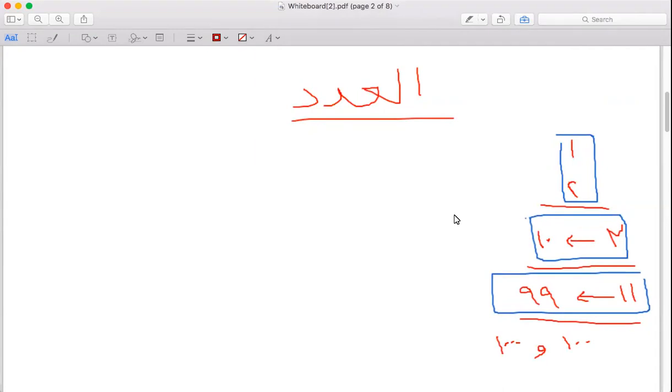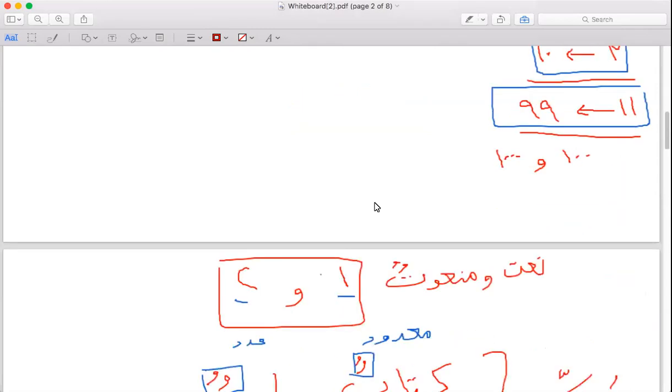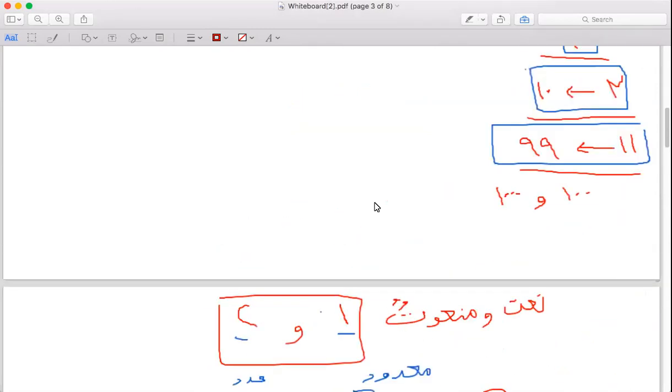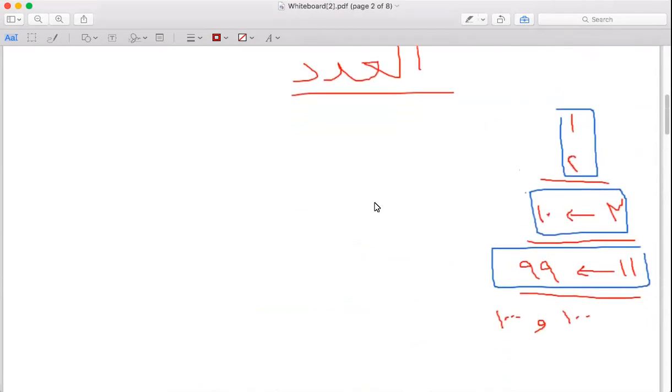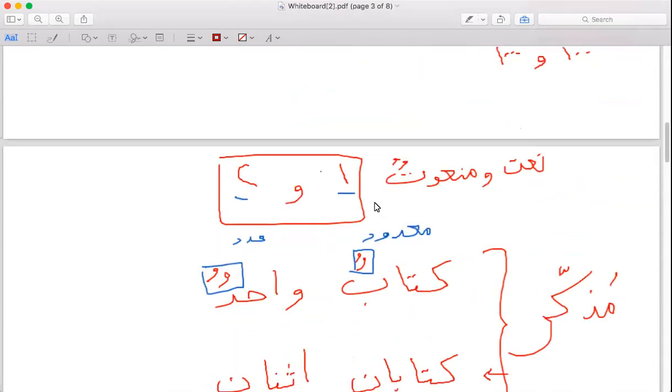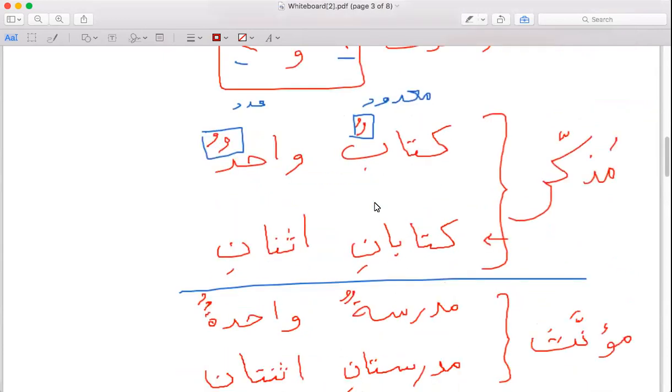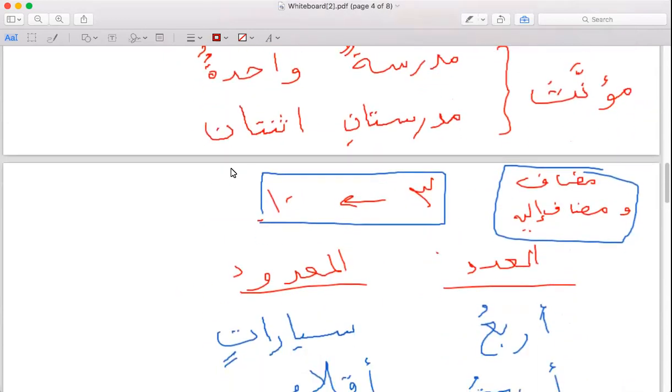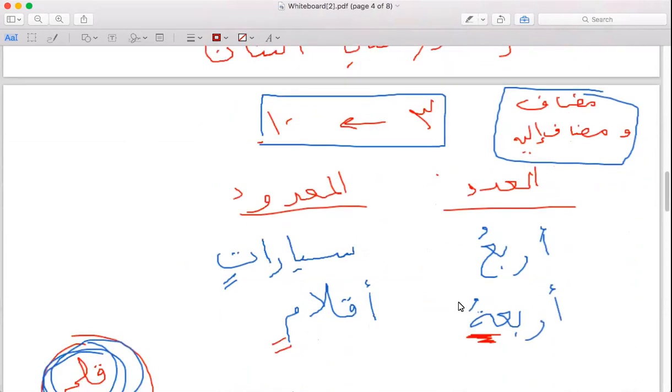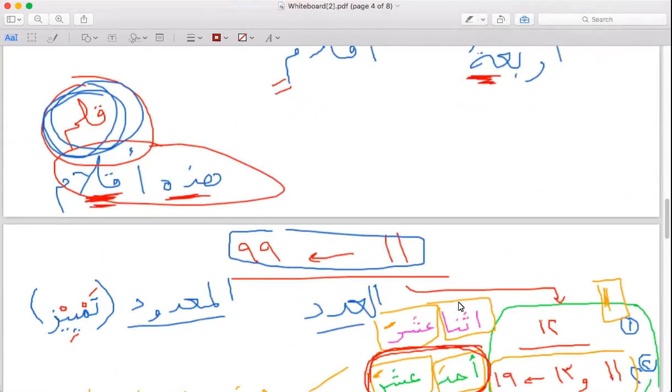1 and 2, these will go together. Then 3 to 10, 11 to 99, and then 100 and also 1000. And then we spoke about, so we broke down some of these numbers. We said that number one and number two, where was it? We wrote it down.